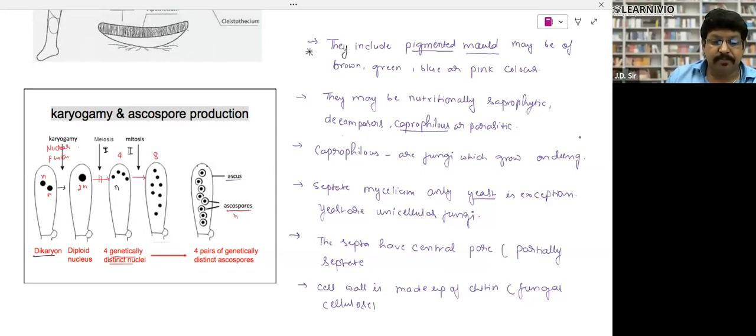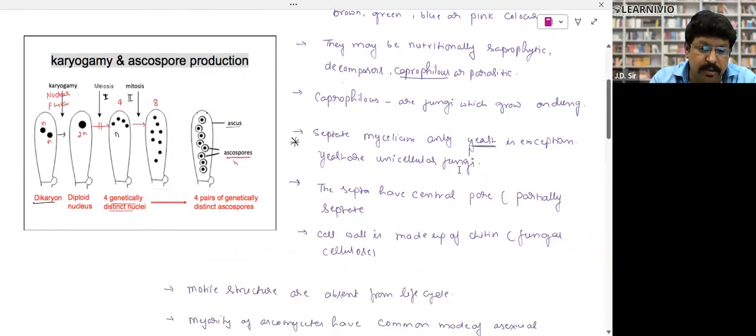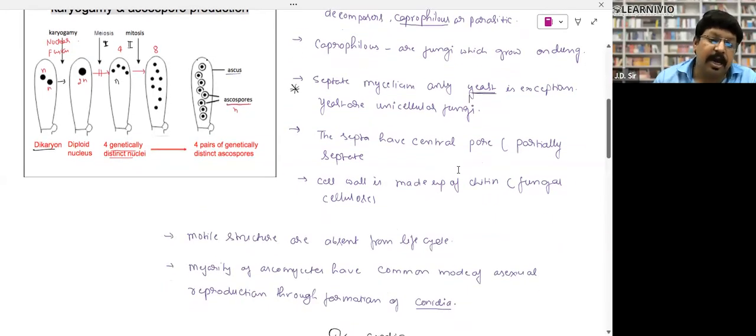Septate mycelium only. Yeast is the exception. That is the next question. They have septate mycelium. Yeast is the exception. Yeast is a unicellular fungus. Clear? I think you must be aware of yeast. Yeast belongs to Ascomycetes. This is the exception, the only fungus which is unicellular, right? Septa have a central pore, which means they are partially septate.